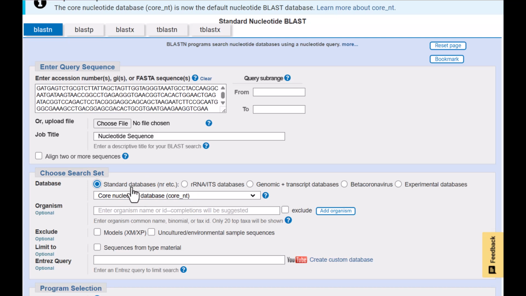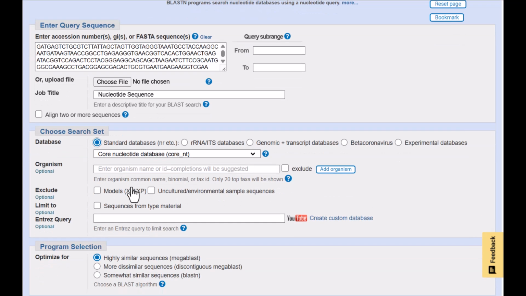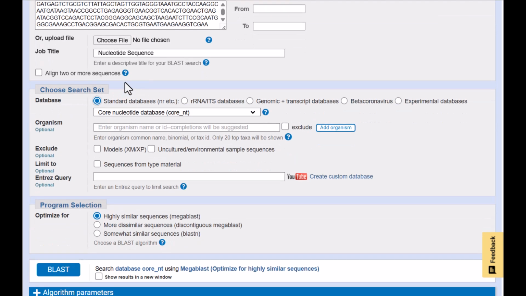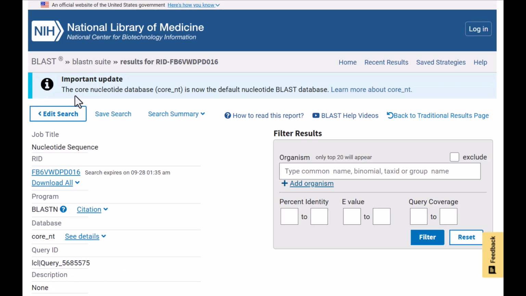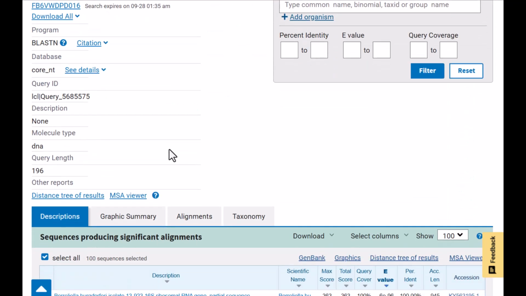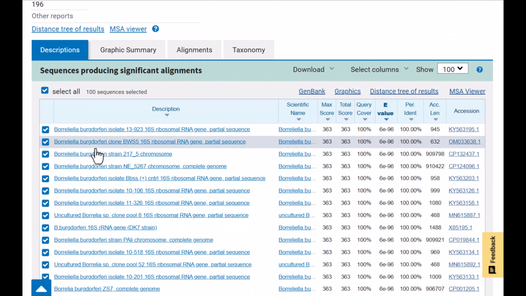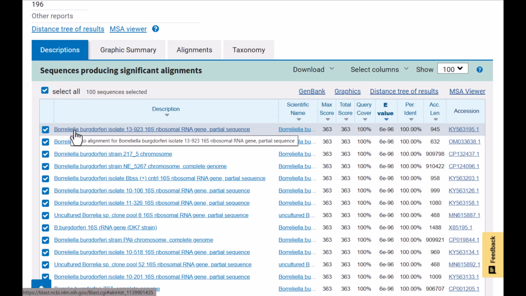So not knowing what the sequence is, we use the standard nucleotide database because we know it is a nucleotide sequence, not a protein sequence. And then again, copy, choose your database, and then we BLAST. Let's see what we got. We BLASTed our sequence of the bacterium that lives in the gut of an insect. What could it be? All right, Borrelia burgdorferi.